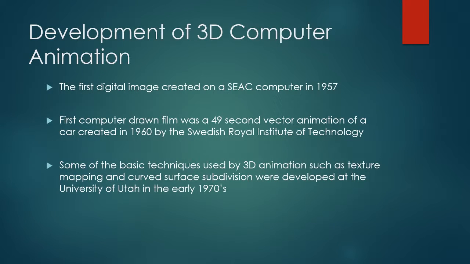Once computers were developed, there was a big push to develop computer imagery, and the first digital image was created on a SEAC computer in 1957. It was an image of the program designer's son. The first film drawn on a computer was a vector animation of a car developed in 1960 at the Swedish Royal Institute of Technology. Many of the basic techniques that are crucial to 3D animation, such as texture mapping and curved surface subdivision, were developed in the 1970s at the University of Utah.